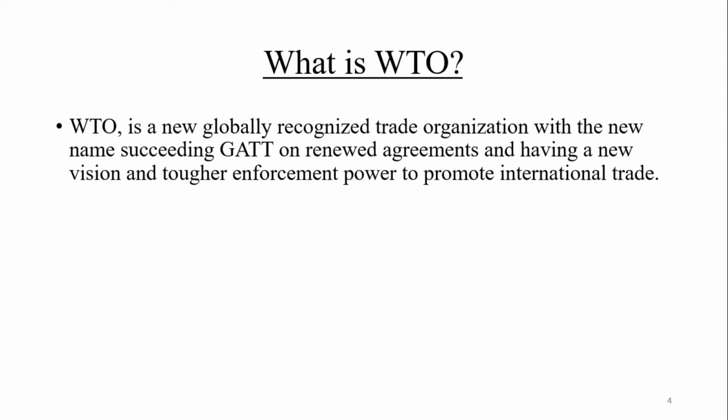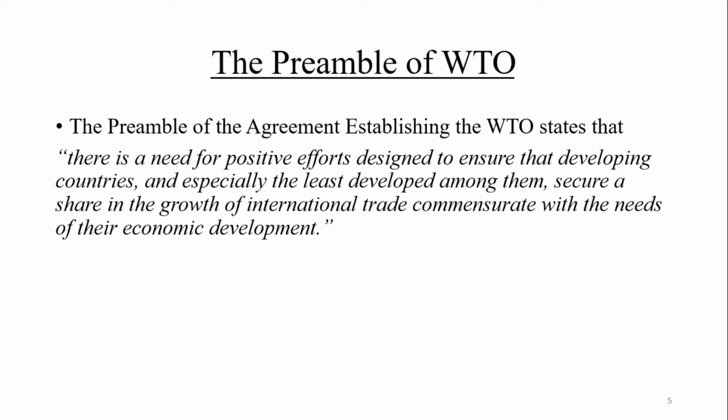The preamble of WTO. The preamble of the agreement establishing the WTO states that there is a need for positive efforts designed to ensure that developing countries, and especially the least developed among them, secure a share in the growth of international trade commensurate with the needs of their economic development. The developing countries will benefit from the increased exports and better treatment with respect to measures taken by other WTO members. Technical assistance is to be provided to developing countries to assist them in assuming their obligations and more effectively realizing the benefits of the multilateral trading system under WTO.